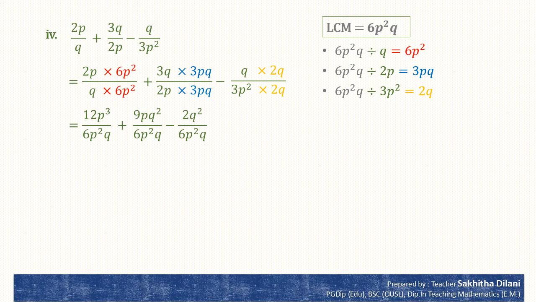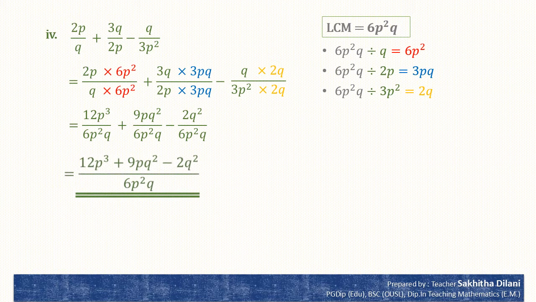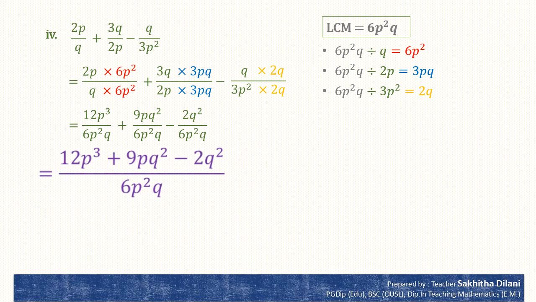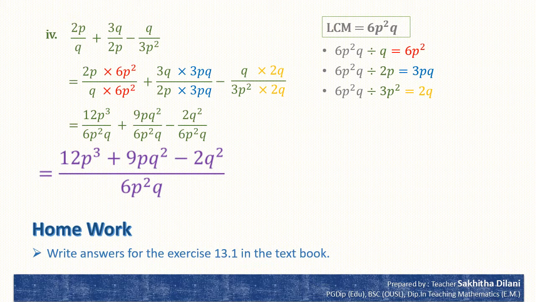That is 12p cube plus 9p cube squared minus 2q squared. So the final answer is 12p cube plus 9p cube squared minus 2q squared over 6p squared q. You can't simplify this further because there are no like terms. Now you are given a homework. Write answers for the exercise 13.1 in the textbook.